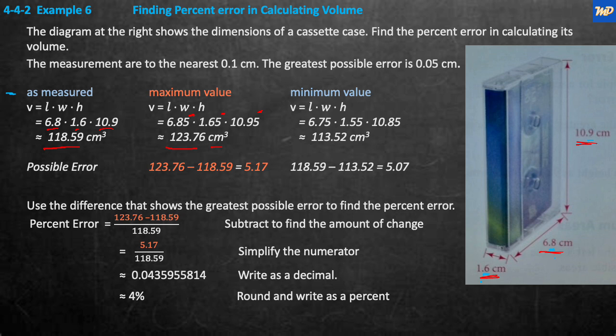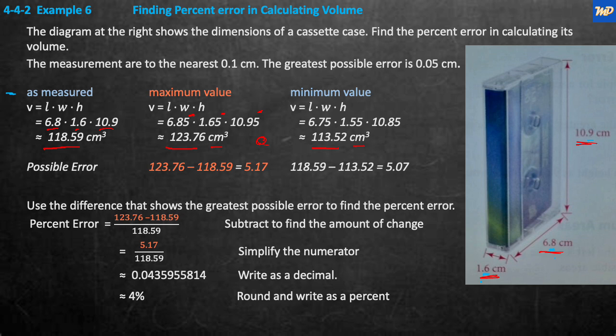10.85 and not 10.9, right? It's one half, a tenth less, 10.85. When you multiply those out, you're going to get 113.52 centimeters cubed. So you see that the as measured, the middle value, would be considered here as 118.59, and it is between 123.79 and 113.52. It's right in between them, somewhere in the middle there, right? In fact, exactly in the middle, probably, right?